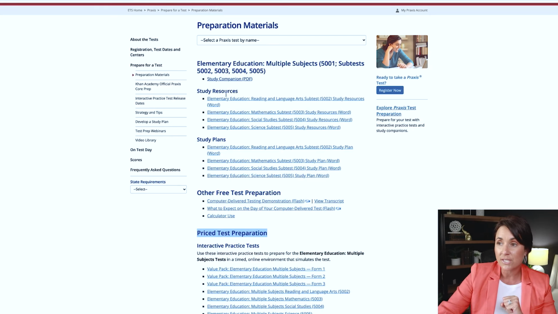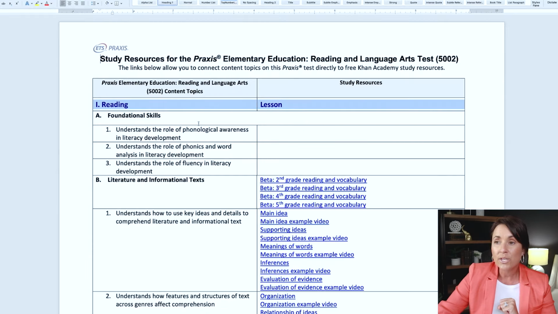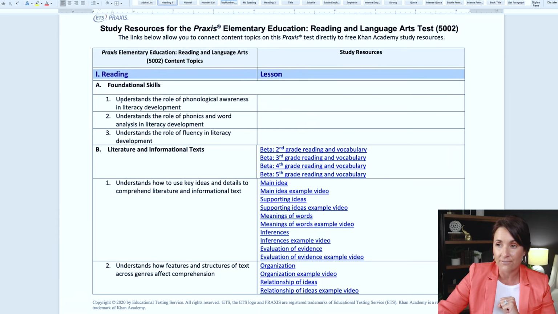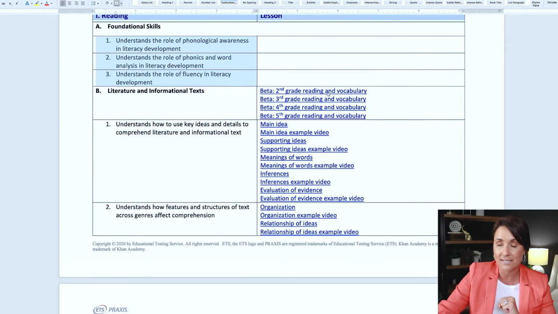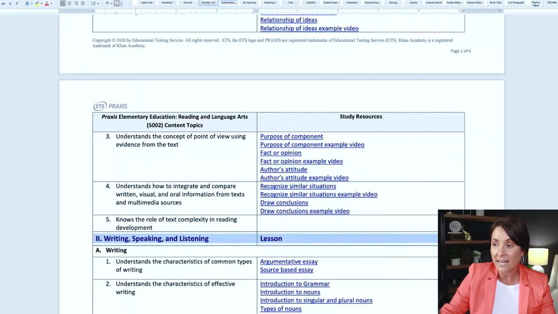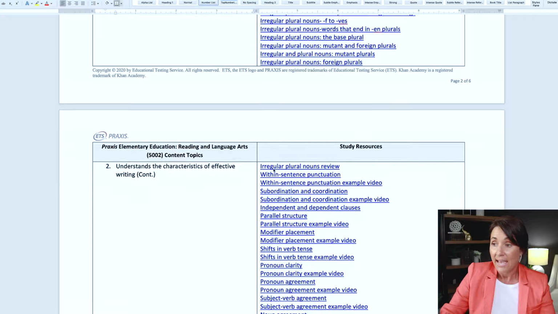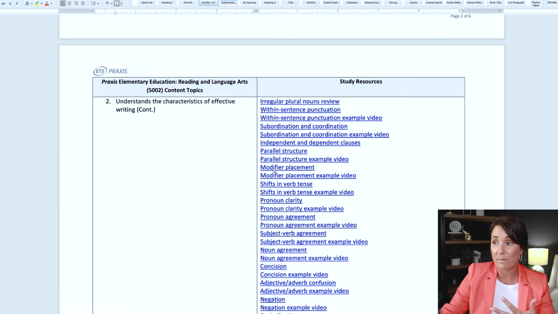Notice that they have study resources here. And if you click this, this is a Word document. You can open it and you can see that this is for reading and language arts. And you can see these are all the different sub-skills. Notice that they even have links here that will take you to areas that talk about this particular concept assessed on the exam. And then they have all of these links here. I mean, they've set it up for you. This is fantastic. In fact, I look through all of this before I do my webinars.